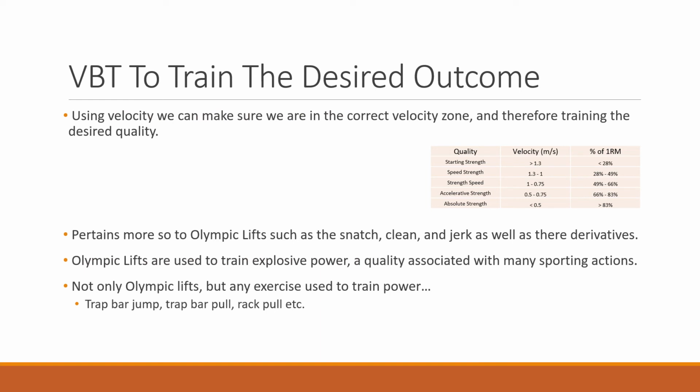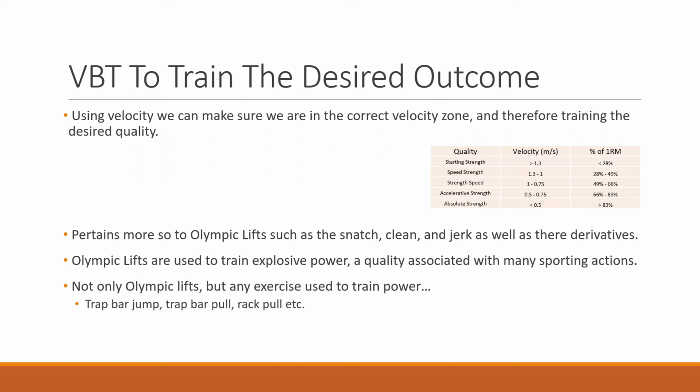Moving on to our second point, which was VBT to train the desired outcome. Using velocity, we can make sure we are in the correct velocity zone and therefore training the desired quality. For example, I want to train strength speed, so I know I need to be moving the bar or implement at between 0.75 and 1 meters per second. But this point pertains more so to Olympic lifts, such as the snatch, clean, and jerk, as well as other power development exercises.